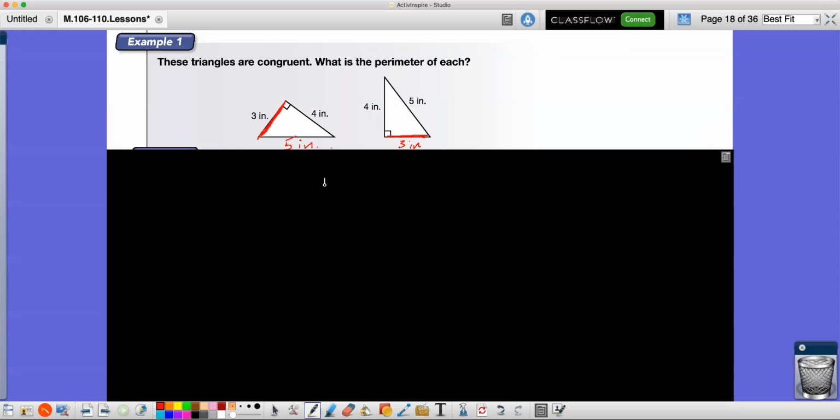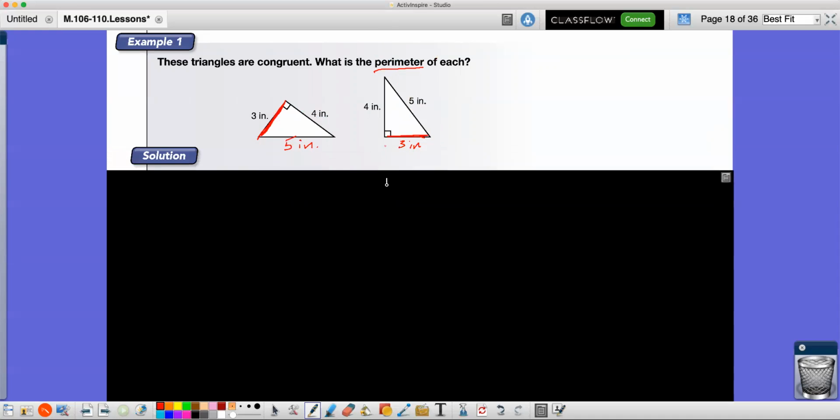That means they're also the same perimeter. They'd also be the same area. So everything is exactly the same, including the angles. But now we know what the perimeter is. If you know the perimeter, it's just adding up all the sides. So 3 inches plus 4 inches plus 5 inches would be 12 inches.